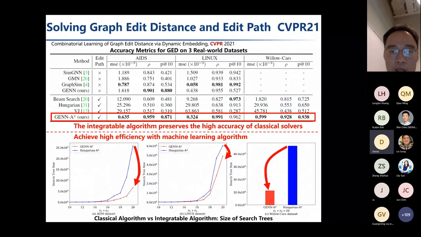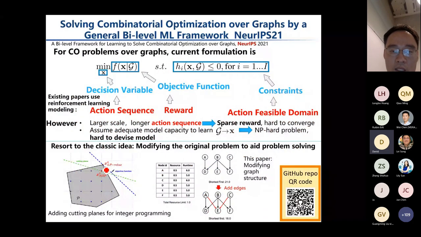This is our CVPR 21 work, with code published here at this QR code. And we also do something to make our framework more general, because the previous works focus on the graph matching or GED problem. Here we try to establish a general framework for combinatorial optimization.